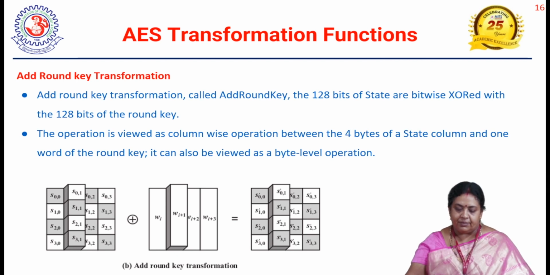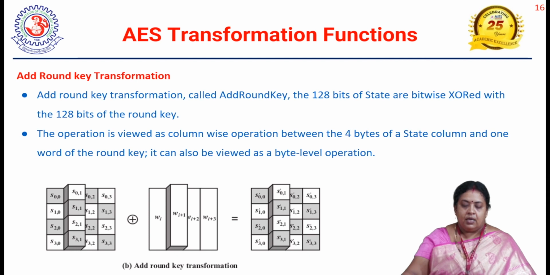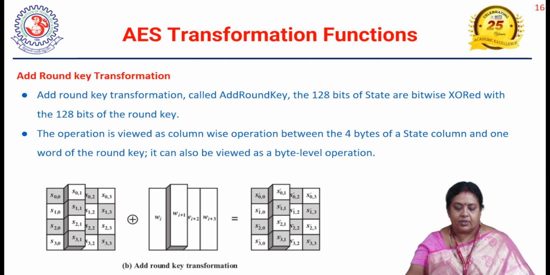Column 1 is XORed with word 1 of the round key. Then we get this one. Clear? This column is XORed with the next word, so that we get this column. Like that we are going to perform the transformation column-wise. The operation is performed between the 4 bytes of a state column and 1 word of the round key. Is it clear? These 4 bytes of state column are XORed with 1 word of the round key.